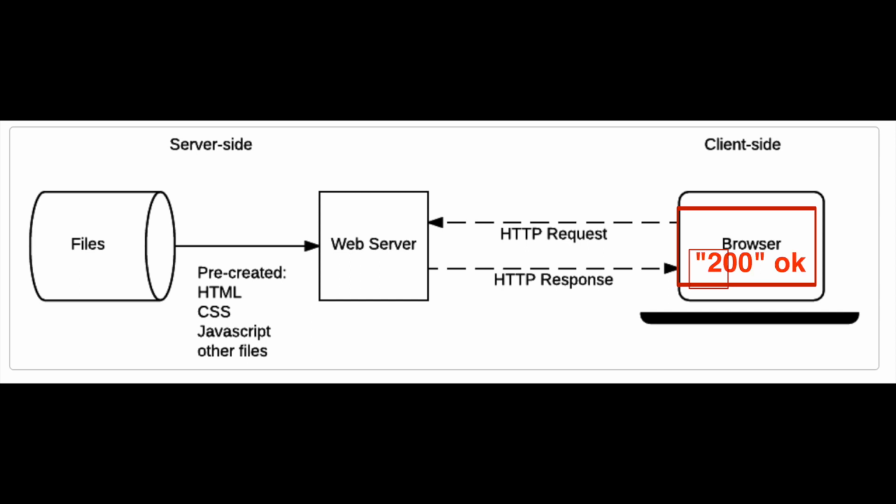indicating success. The server might return a different status code, for example, 404 Not Found, if the file is not present on the server, or 301 Moved Permanently, if the file exists but has been redirected to a different location.